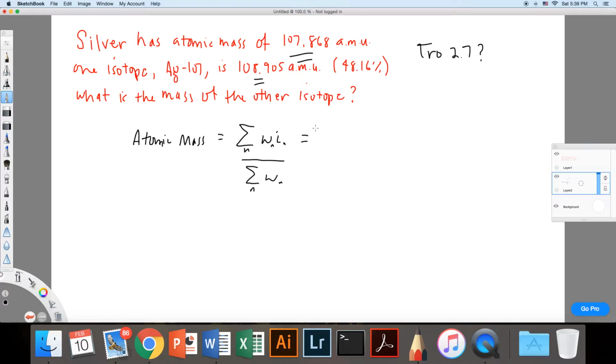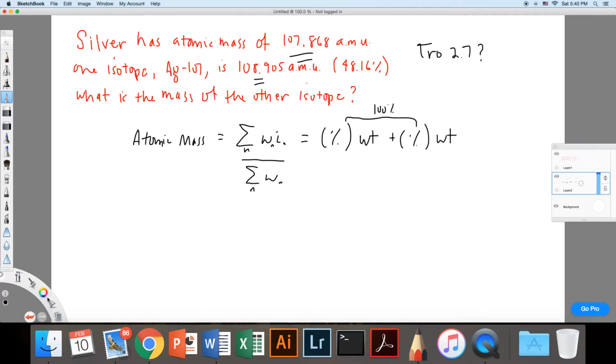Now we define this by saying, with two isotopes, it's going to be simply this. It's going to be the percent of the one times the weight of the one plus the percent of the other times the mass of the other, right? Now look, it's a weighted average. What this means is these percents are going to all add up to 100%. So we don't have to divide by 1 because it's just 1.